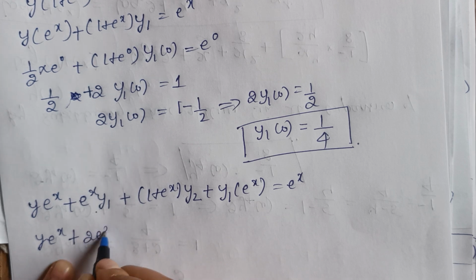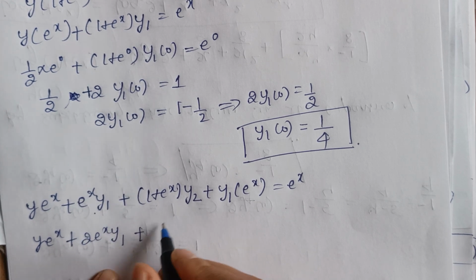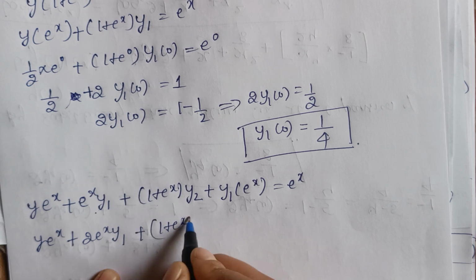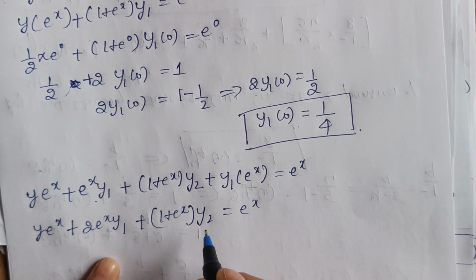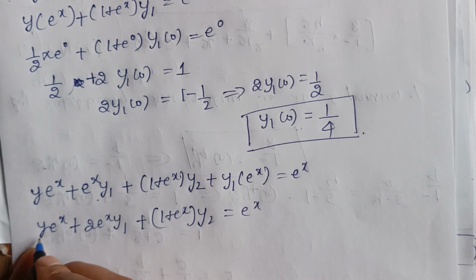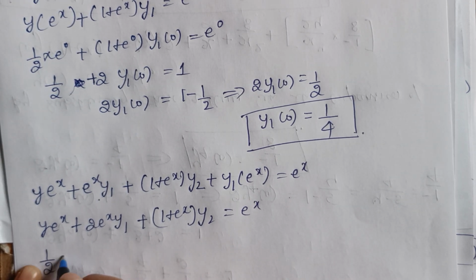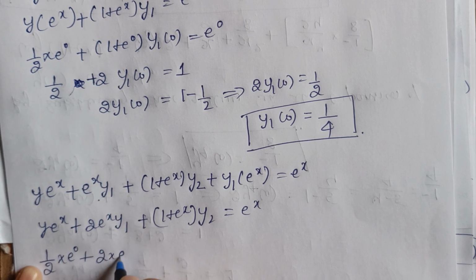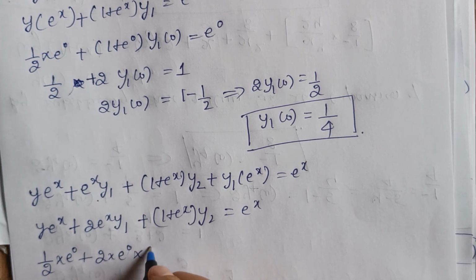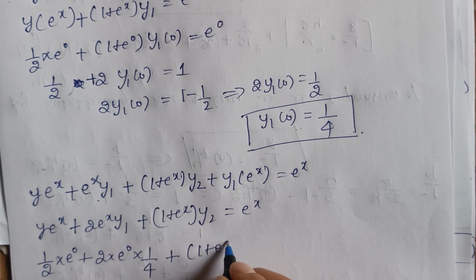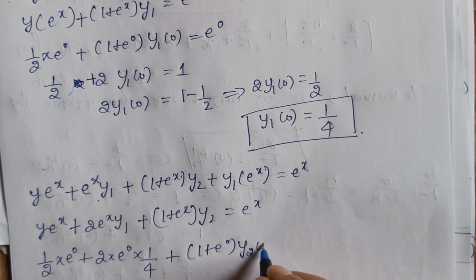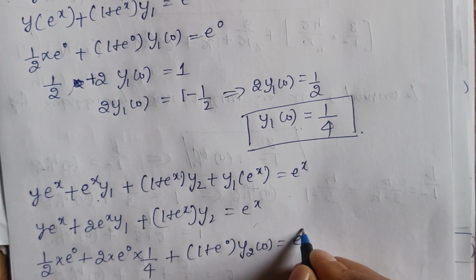2 e power x y1 plus 1 plus e power x y2 is equal to e power x. So now I have to find y2 of 0. What is y of 0? Y of 0 is 1 by 2 into e power 0 plus 2 into e power 0. What is y1 of 0? It is 1 by 4, plus 1 plus e power 0, y2 of 0 is what we are finding, is equal to e power 0.